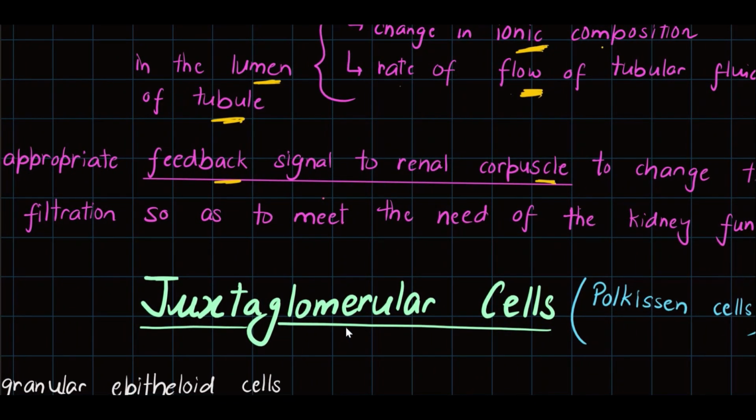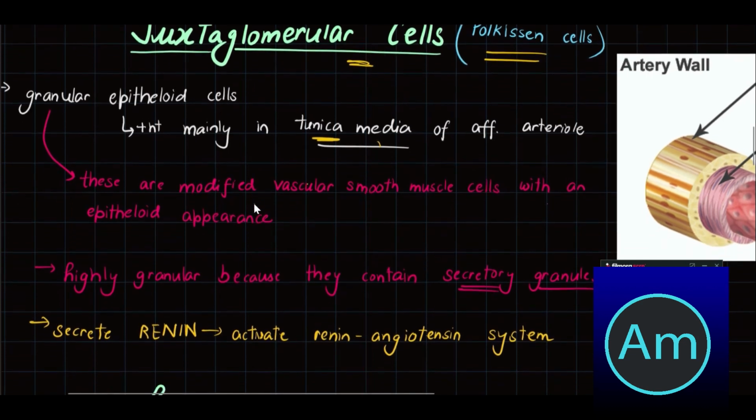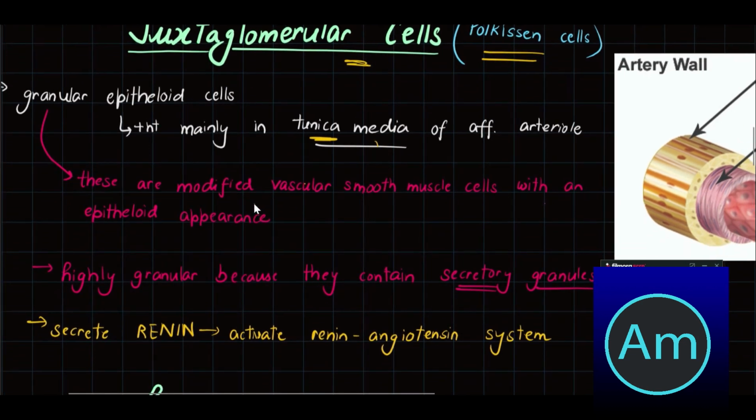So after receiving this feedback signal, the renal corpuscle can decide whether to constrict or dilate these afferent and efferent arterioles so as to bring back the original condition. Now let's define juxtaglomerular cells, which are also known as Goormaghtigh cells. These are granular epithelioid cells present mainly in the tunica media of afferent arteriole.